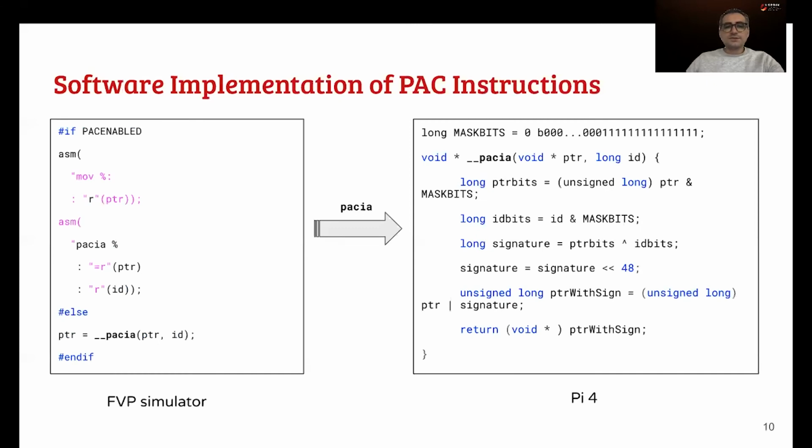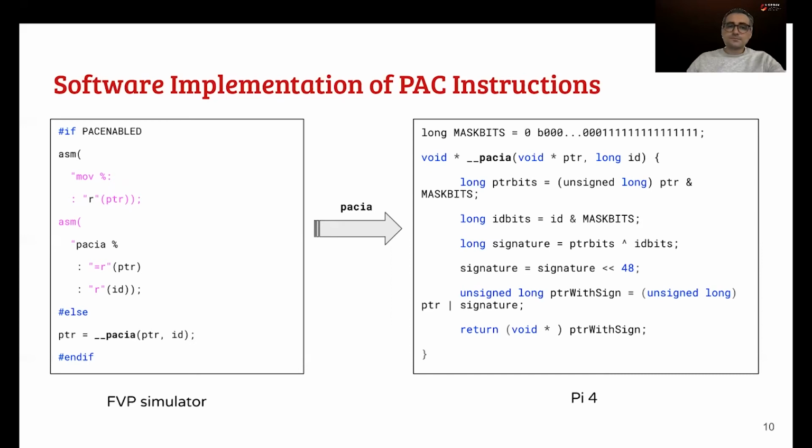At the time of doing this research, there was not any hardware that supported PAC instructions. Therefore, we had to test our idea on top of the FVP simulator. However, the simulator was not robust enough to run our benchmarks. After a while, Apple introduced a new iPhone that supported PAC instructions, but we were not able to run our benchmarks on top of the iPhone without jailbreaking. So we chose another option.